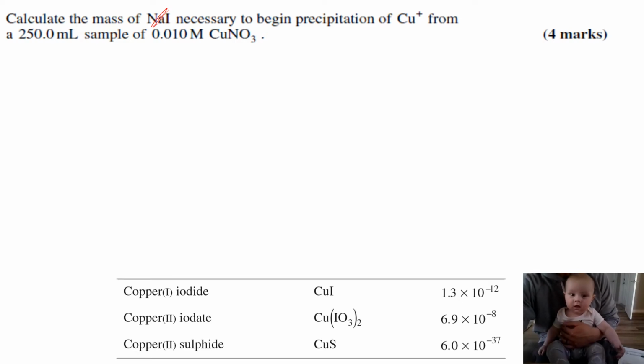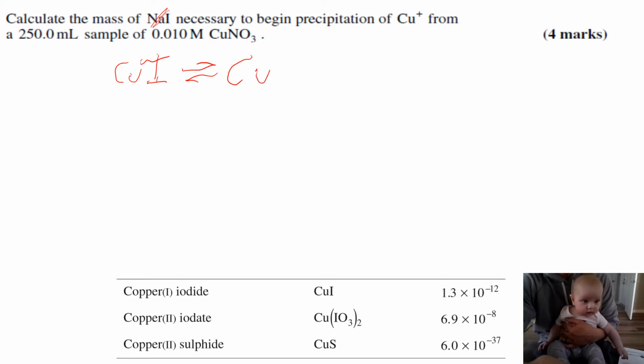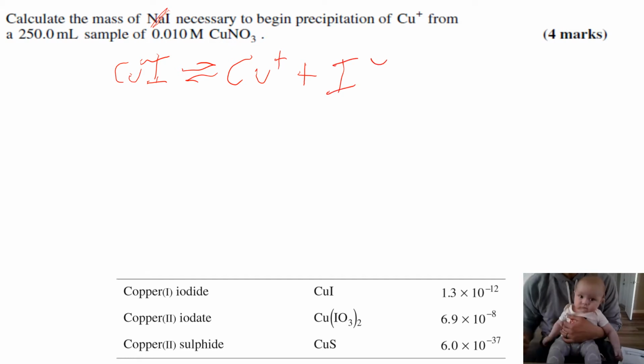Now, we're gonna write this out, and we're gonna write CuI. Oh god, bad messy writing. It forms the precipitate. Oh, that is the precipitate. Cu plus I minus. Just like that. So we have our formula right here.